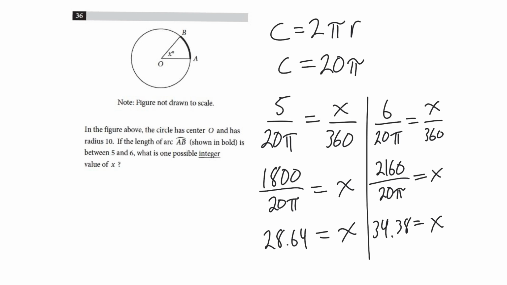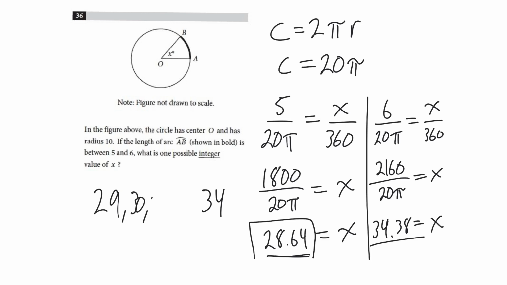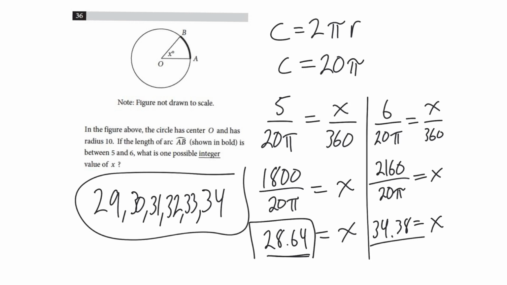So the angle has to be greater than 28.64, because it can't be lower than that. That's the minimum, so it would be 29, and the maximum would be 34, because you can't go over 34.38. And any number in between, 30, 31, 32, or 33, or 34. Any of those would be acceptable.